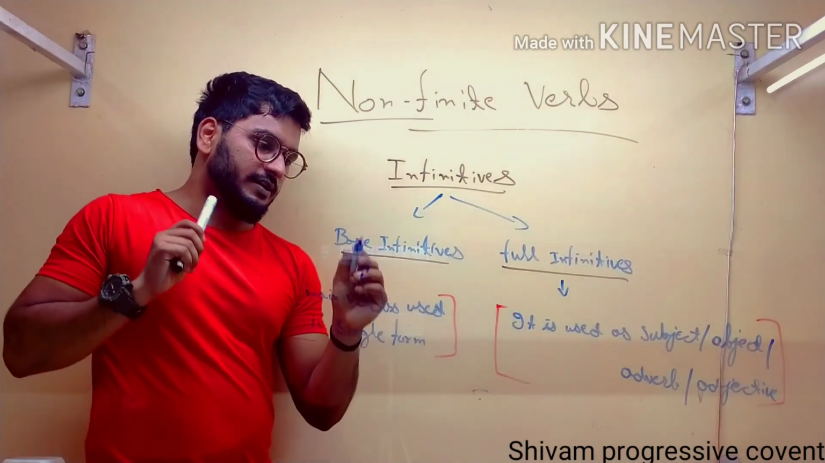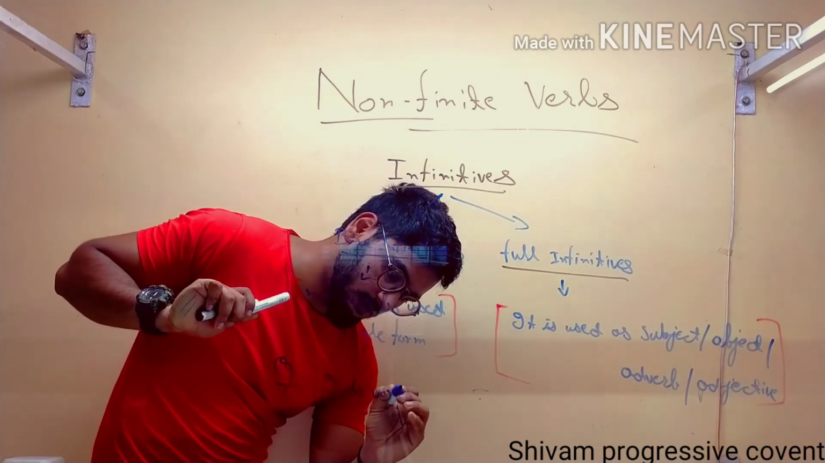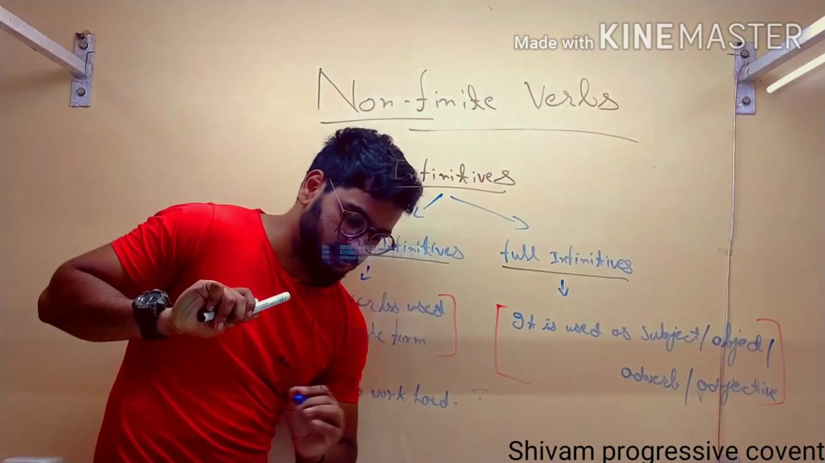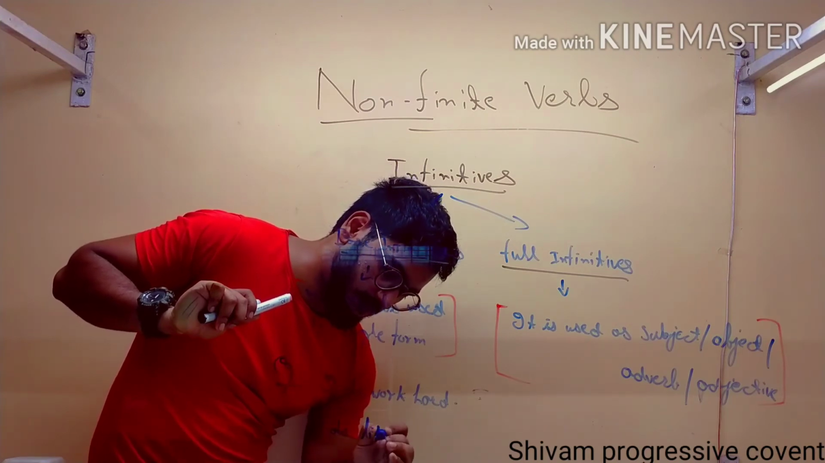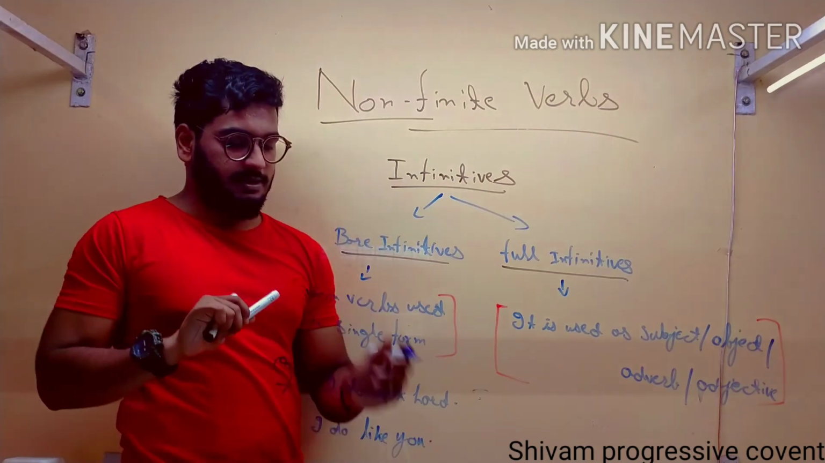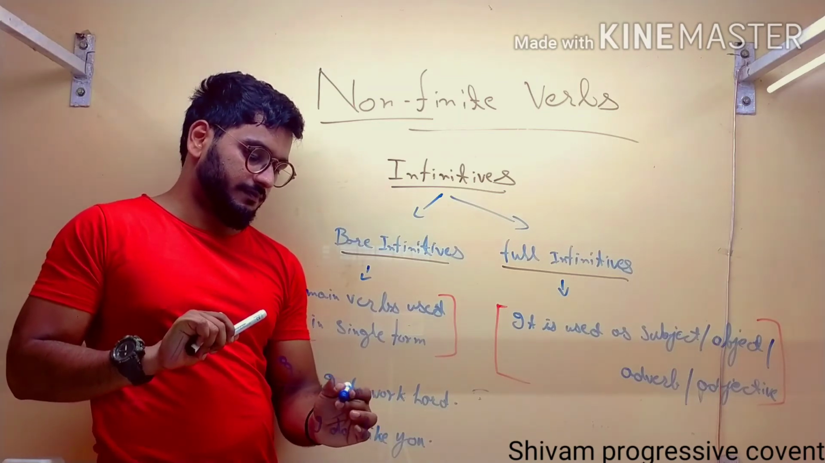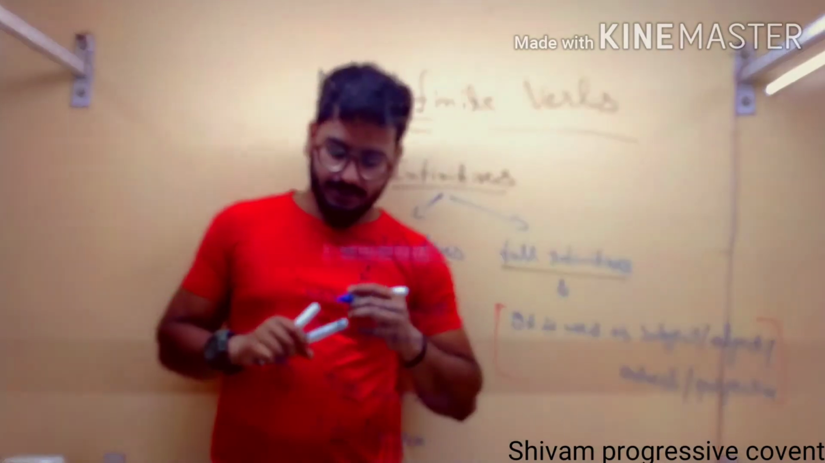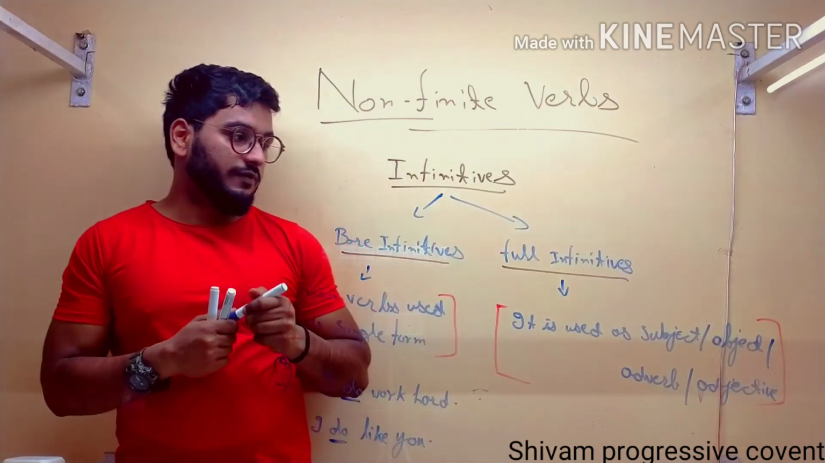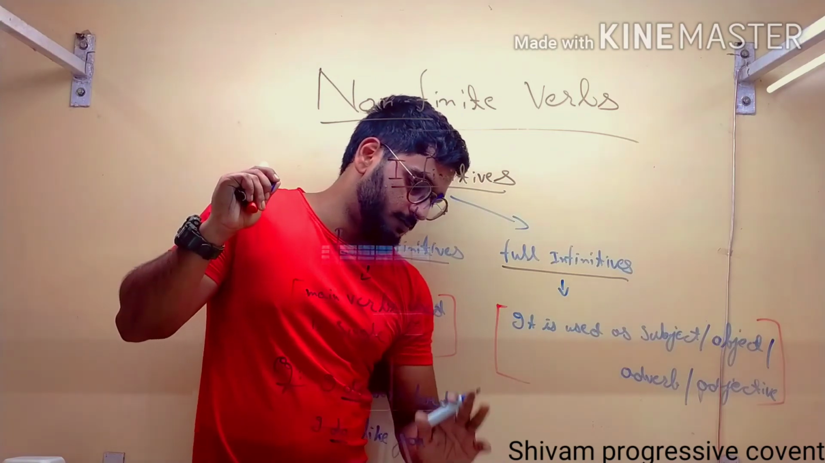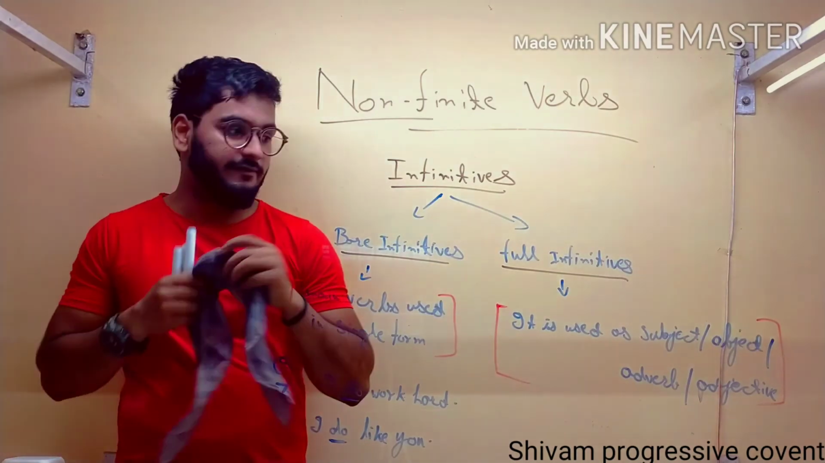So when it comes to bare infinitive, take some examples. I do work hard. I do like you. So these are the examples of bare infinitive. You can see do is a bare infinitive verb which is used for single sense or for single purpose only, whereas full infinitive has many forms. So first of all note this one, then I will give some examples of full infinitives also.